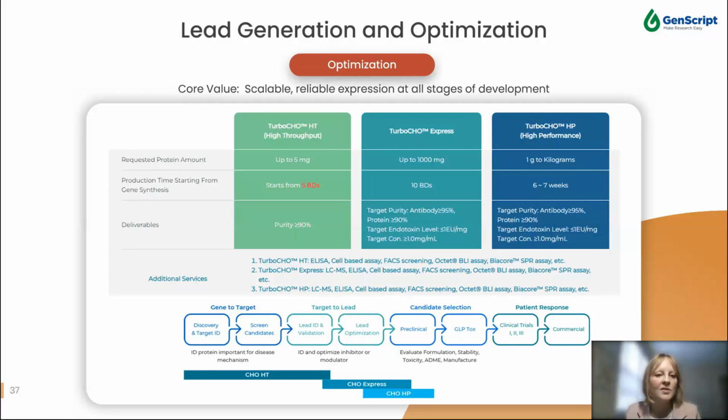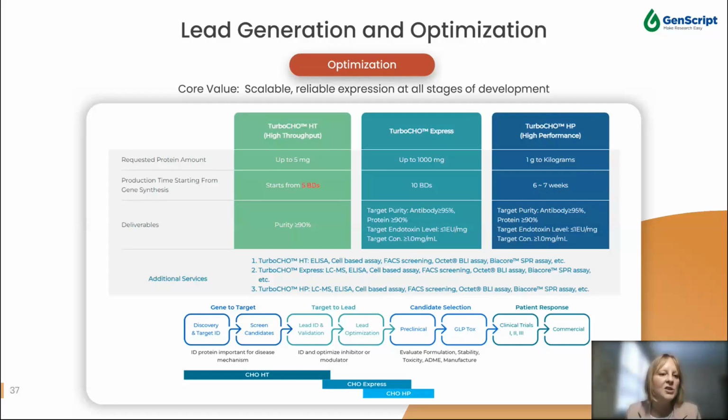Our high performance is our stable expression scaling up to 200 liters. The timeline here is going to be 6 to 7 weeks, providing yields ranging from grams to kilograms. This stage supports the later optimization goal in order to generate those larger, more stable expression volumes that are going to be needed to support your preclinical studies and IND.